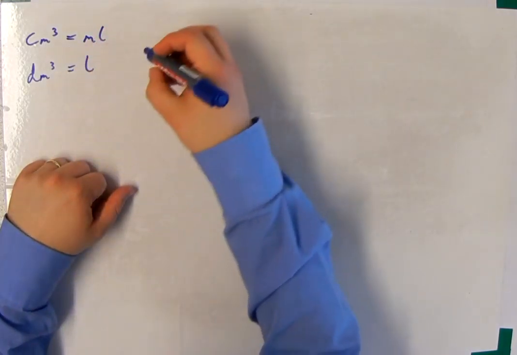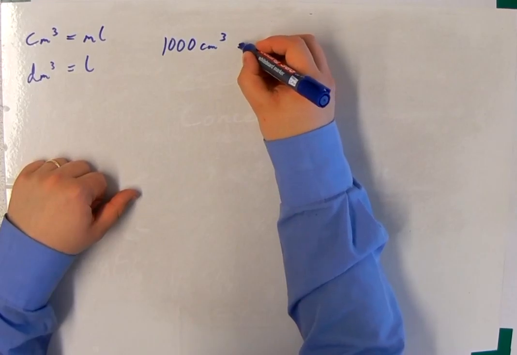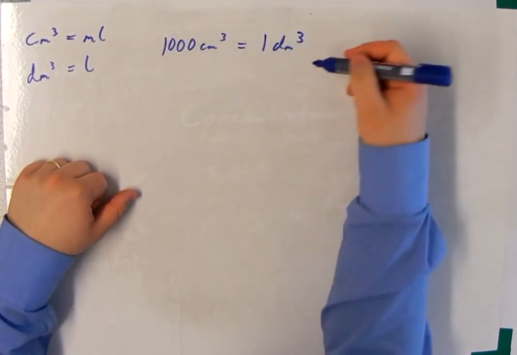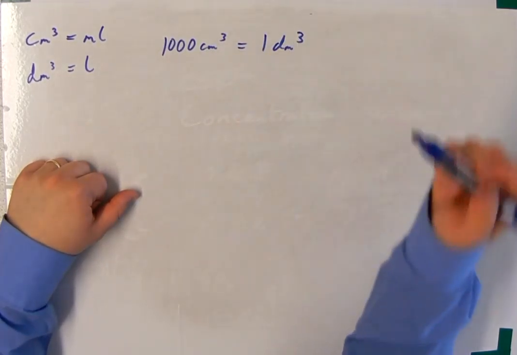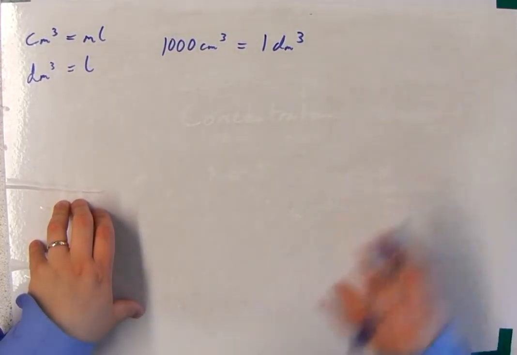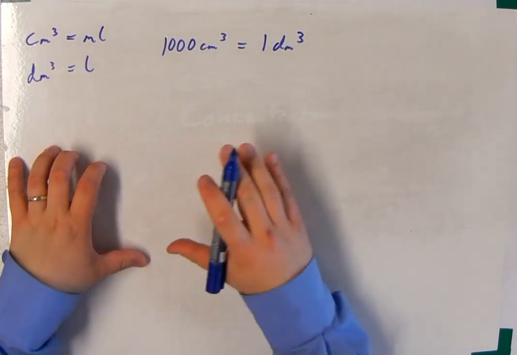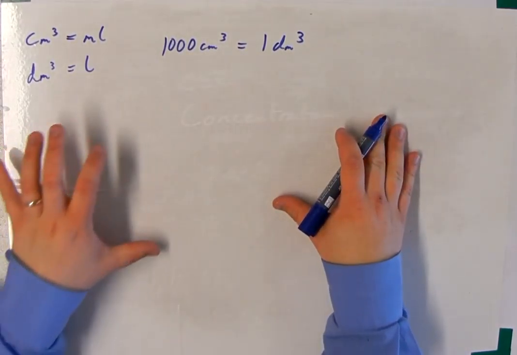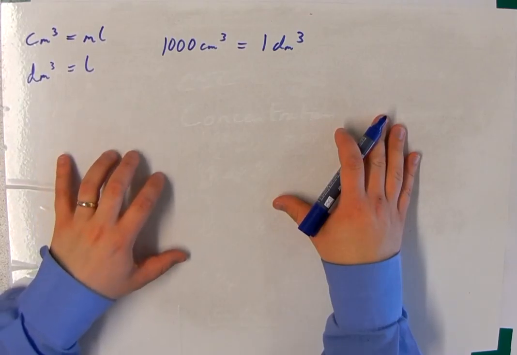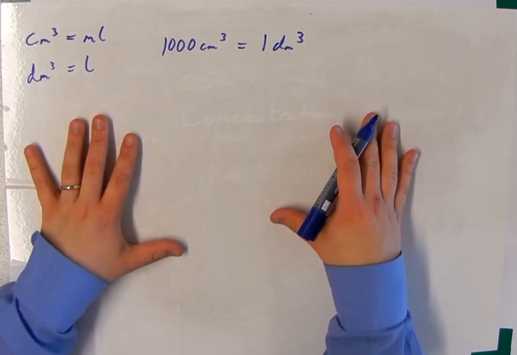So there are 1,000 centimetres cubed in 1 decimetre cubed. These are what we call SI units, and they are the standard chemistry units. So what do we need for concentration? Well, concentration is the amount of solute, that's something that's dissolved, in grams, dissolved in 1 decimetre cubed of that solution, is the standard way of measuring concentration.